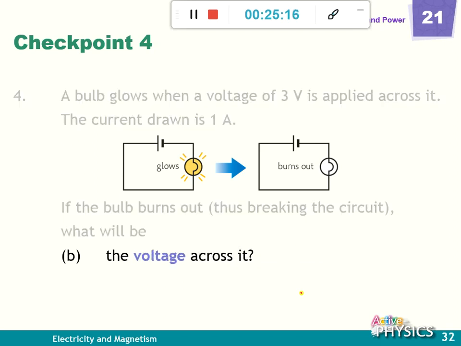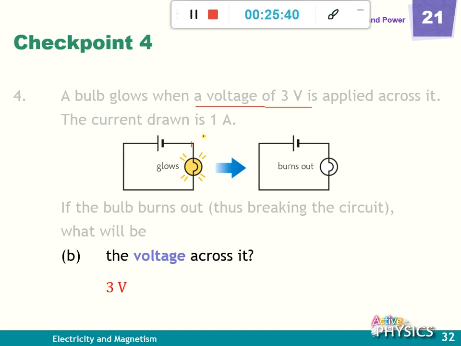Part B. The voltage across it. What will happen? 3 volt. What is the meaning of 3 volt? This one is burned out already. But how to know that this one is 3 volt? Just only using the potential. Now go back to the question. The question tells us that the supply voltage is 3 volt.